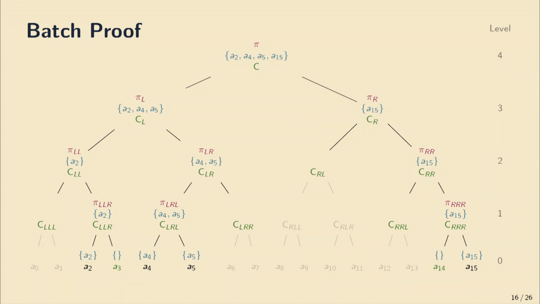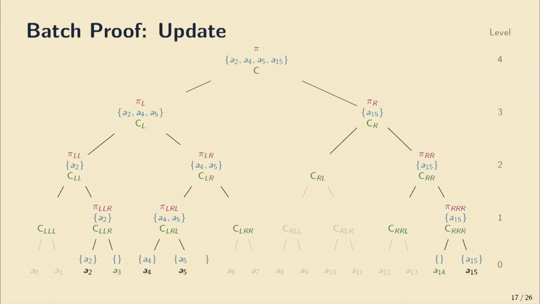Now, this is the batch proof data structure, so how do we update it? Say, for example, we have an element A5 that changes from A5 to A5 plus delta. What we need to do is just go and update all the recursive proofs along the path. Okay? And this takes logarithmic time. So we can update this batch proof in logarithmic time. So this is basically the main insight.